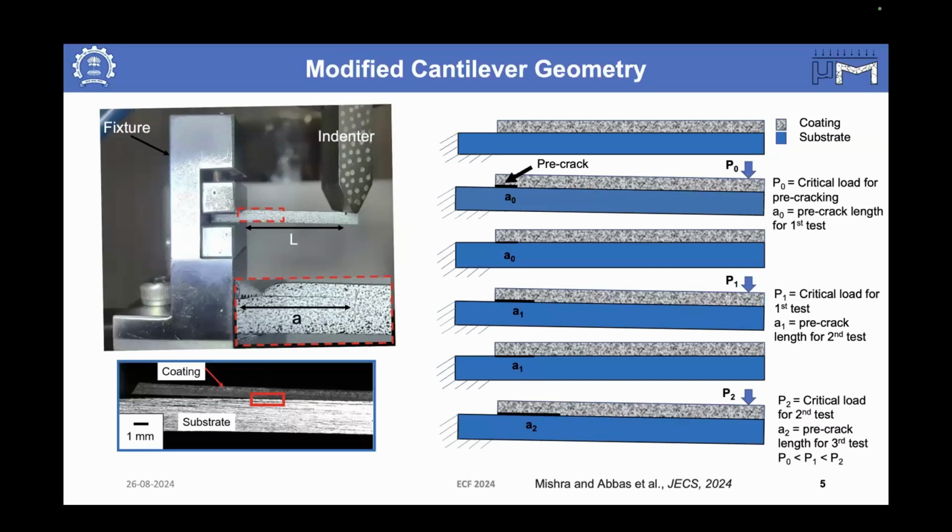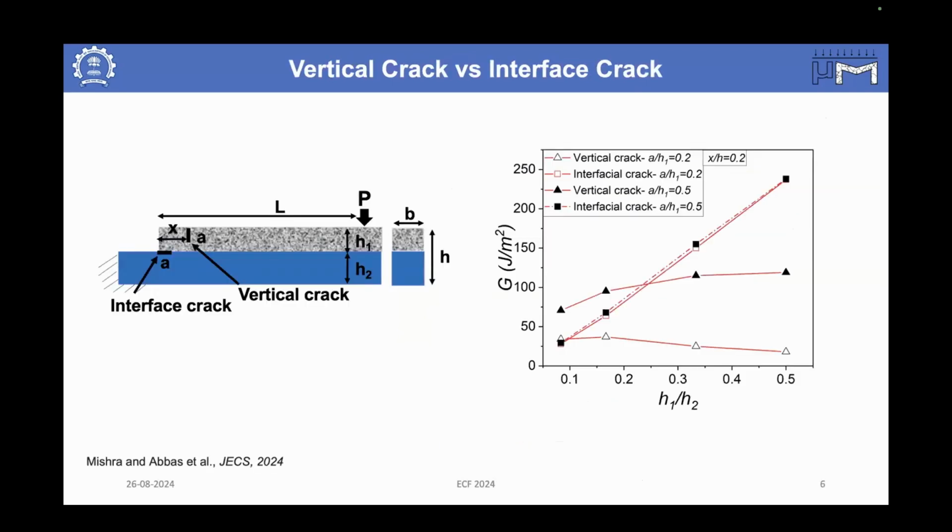You can see that the coating here, and this one is the substrate, and the crack has moved along only the interface. And as I have spoken earlier, there is always a competition between the cohesive and the adhesive failure.